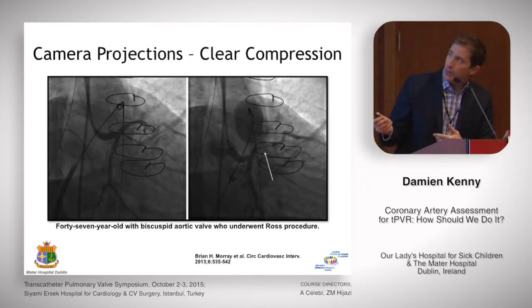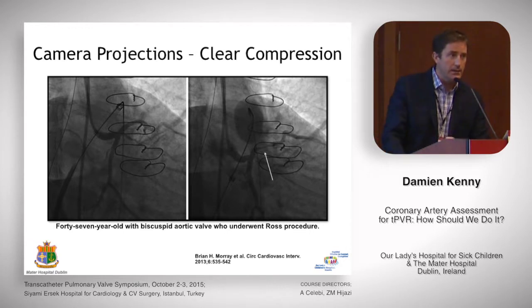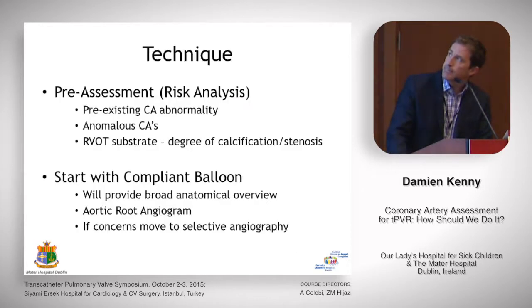So the camera projections I've already spoken to you about. This is a 47-year-old with a bicuspid aortic valve who underwent a Ross procedure. Initial assessment shows that the left coronary looks okay. But when we do this down the barrel view again with the balloon inflated, we can see this clear compression of the LAD. It's an important point to have a look in a number of different views or fields when we're evaluating the coronaries.